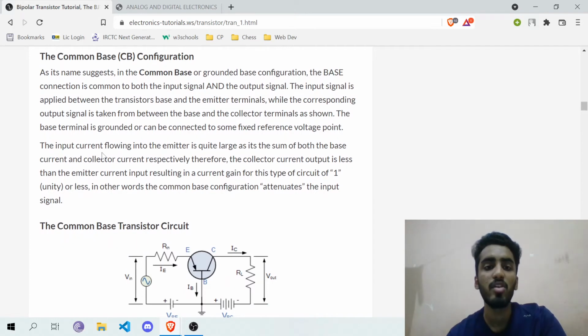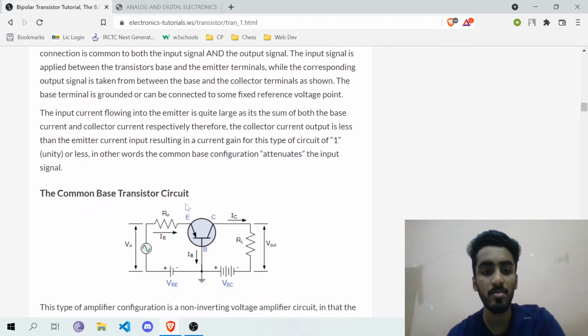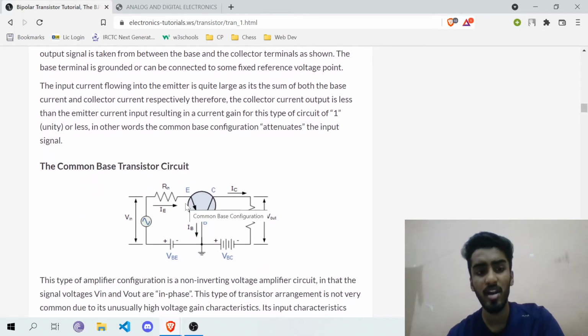The input current flowing into the emitter is quite large as it's the sum of both the base current and the collector current. Therefore, the collector current output is less than the emitter current input, resulting in a current gain for this type of circuit of unity or less. In other words, the common base configuration attenuates the input signal. The meaning of the word attenuation is the loss of power or signal.